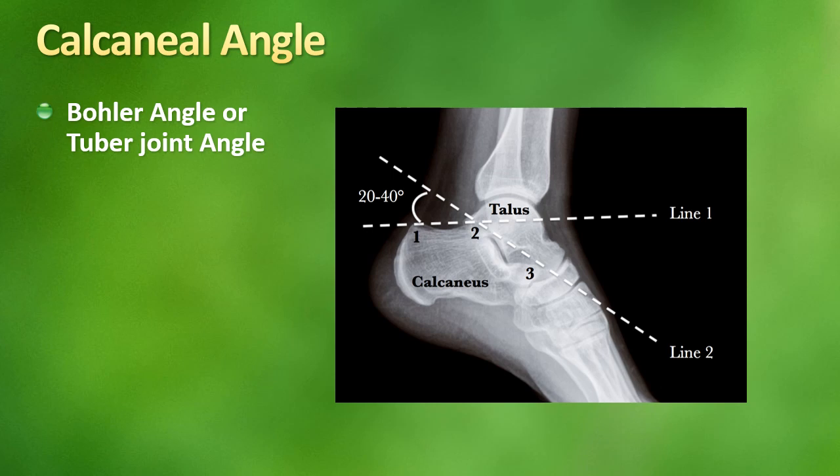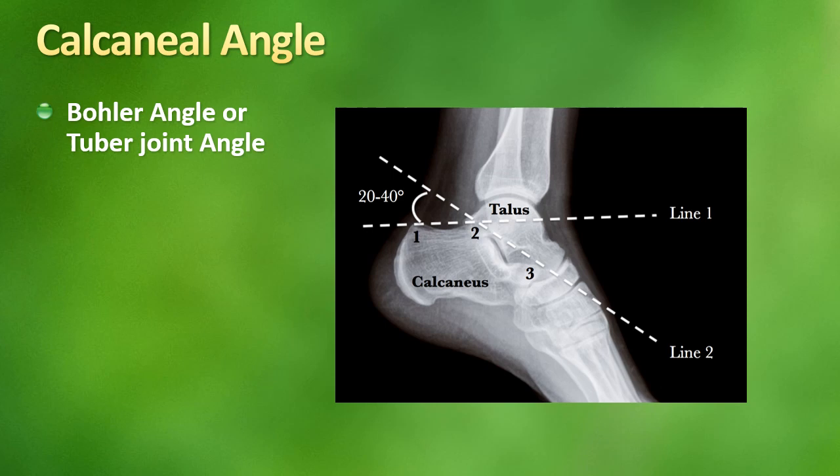This angle lies between two lines tangent to the calcaneum on the lateral radiograph. The first line, that is line 1, is the tangent to the superior edge of the tuberosity, that is between points 1 and 2. Point 1 is the most cephalic part of the posterior process of the calcaneum, and point 2 is the highest point of the posterior facet, and line 2 is between points 2 and 3. Point 3 is the highest point of the anterior process.